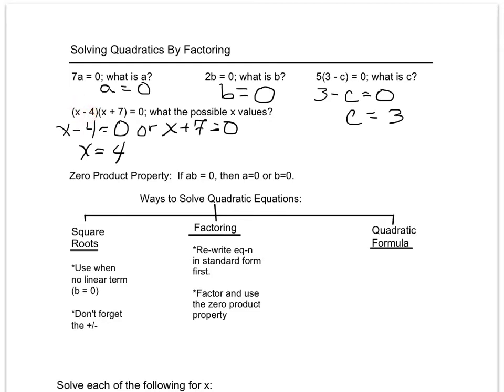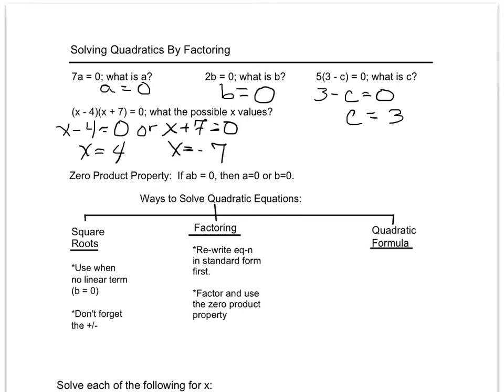So if x was 4, this piece of this binomial would become 0, making 0 times 11. Well, 0 times 11 is 0. If x was negative 7, and I solved this piece, that would give me negative 11 times 0. Well, negative 11 times 0 would be 0 because I'm following my order of operations. All of these are examples of the zero product property.